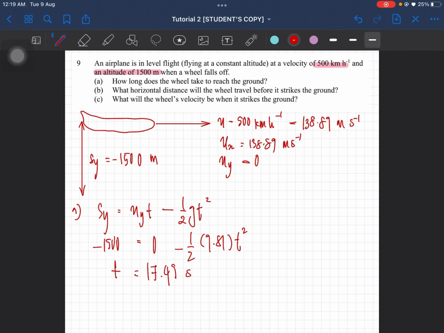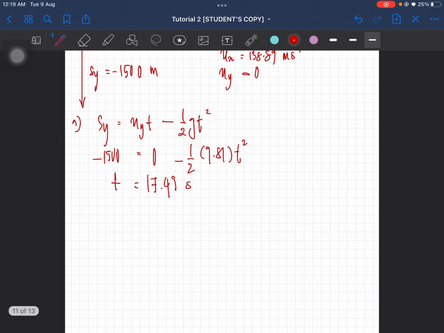Okay, and then we have to calculate the horizontal distance. What horizontal distance will the wheel travel before it strikes the ground? Okay, so this one is just the range, so sx = ux t lah. Okay, so from here you will substitute 138.89 times the time, which is 17.49 seconds, and you will get the horizontal range to be equal to 2,429 meter.